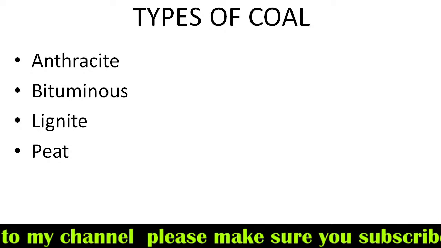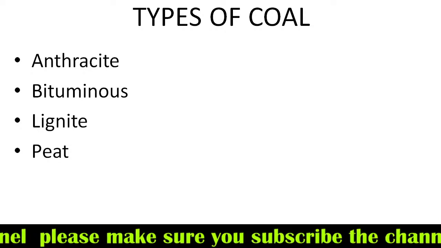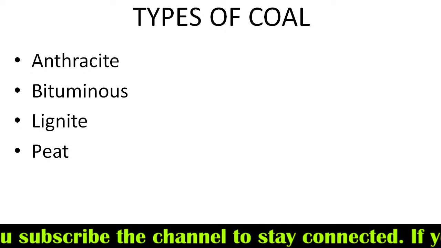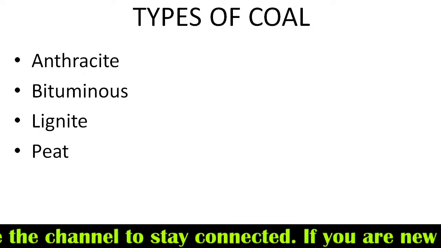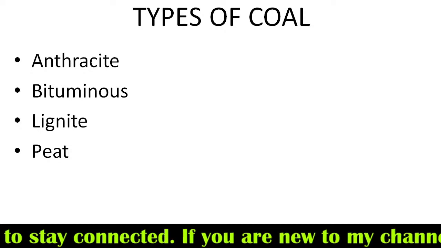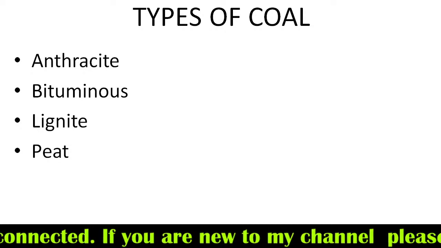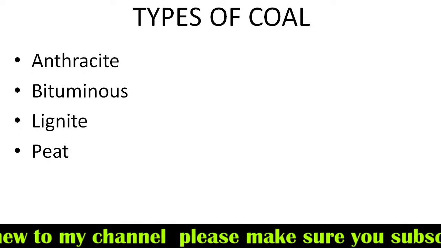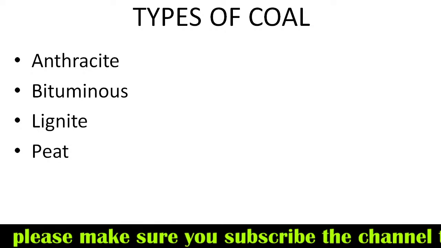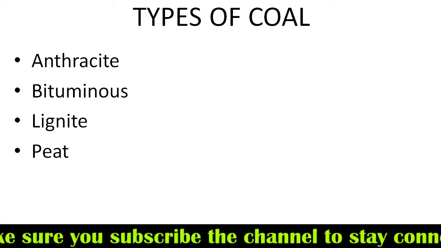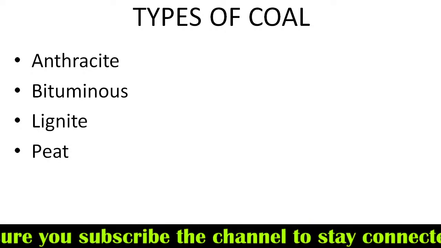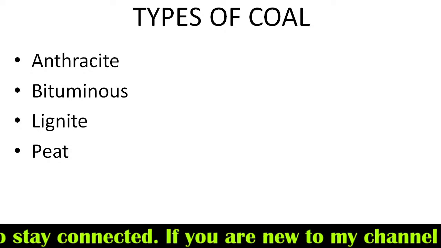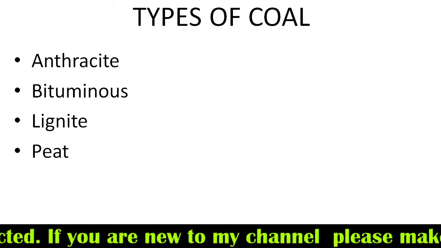Now let us see the types of coal in India. Now anthracite coal, the best quality of coal, contains 80 to 95% carbon. It is found mainly in Jammu and Kashmir, and that too in small quantity.